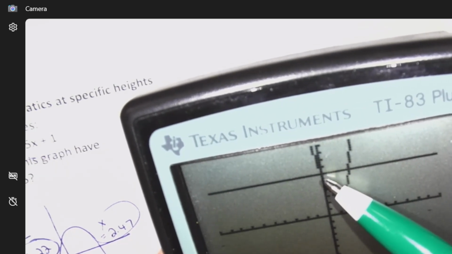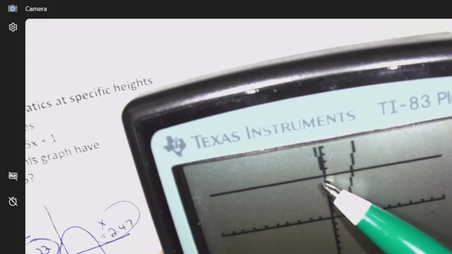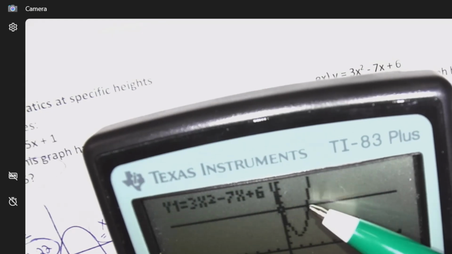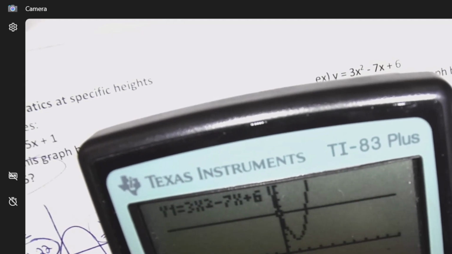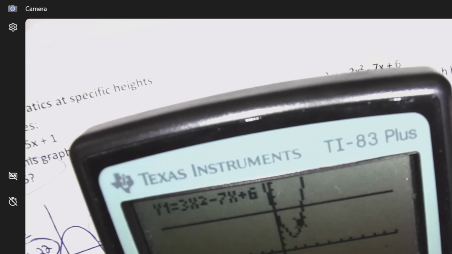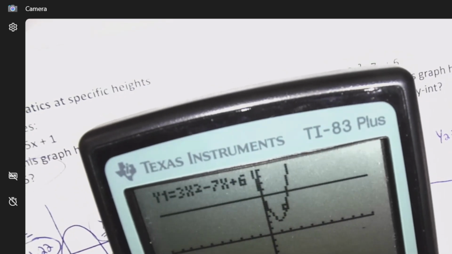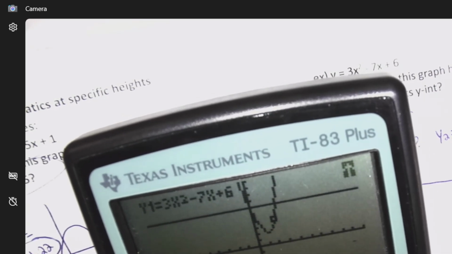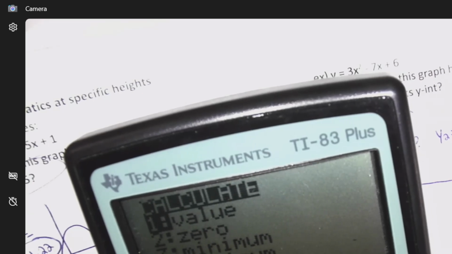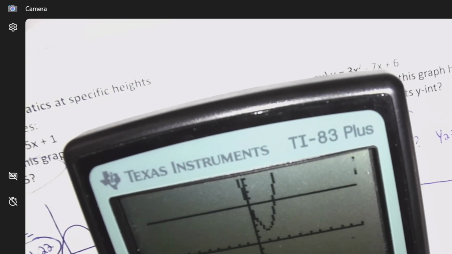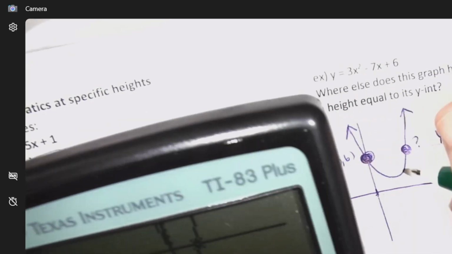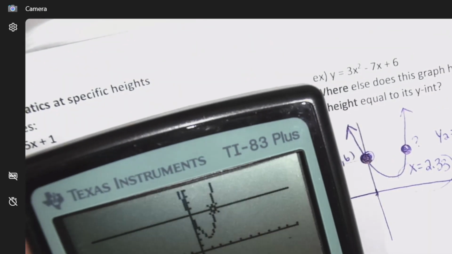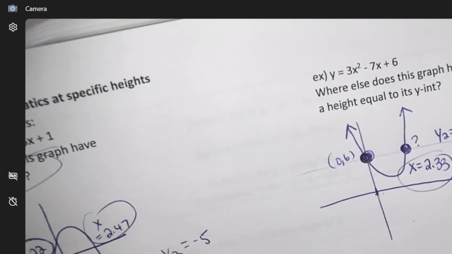So obviously I know that this is an intersection at 0. I know that already. So where's my cursor? Right now it's there. So my cursor has to be closer to this other one. You just have to move it so that it looks closer. Once it's closer to the intersection you want, second calculate, intersect, enter, enter, enter. Let the calculator think for you. And there's your answer.